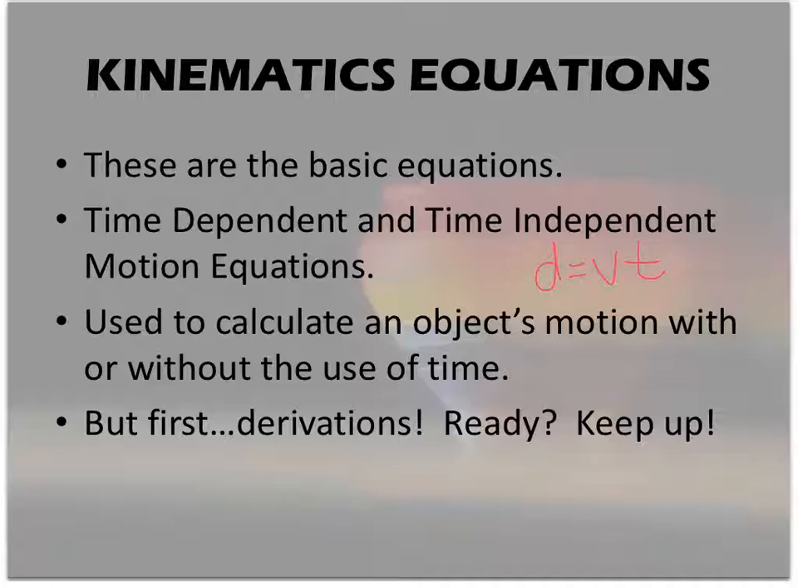So what we want is an equation that has all of the variables in it, the VFs, the VIs, the acceleration rates, everything that you could possibly have, in some kind of master equations. These equations are going to be used to calculate objects' motions with or without the use of time, but first, in order to get these, we have to derive them, which we all love from math class, and it takes me a little while to explain, so make sure you keep up.